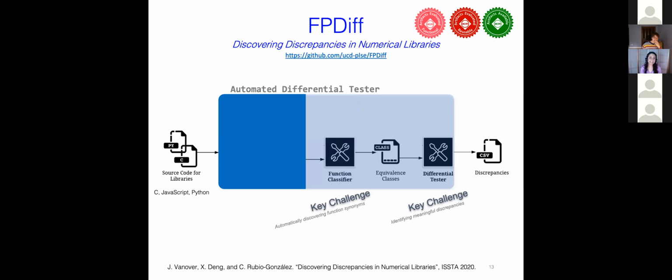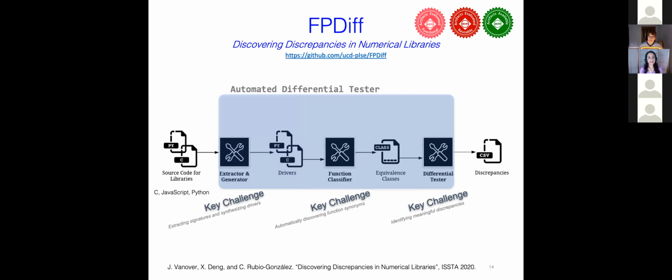The second challenge is in finding these equivalent functions in the first place. Determining which functions implement the same continuous analytical mathematical function is non-trivial because documentation can be unreliable and function names are often misleading. So we need to find a way to find these classes of equivalent functions automatically. And finally, we need to devise a way to automatically synthesize drivers for testing. This can be difficult, in particular for libraries that are written in languages that do not provide type information.